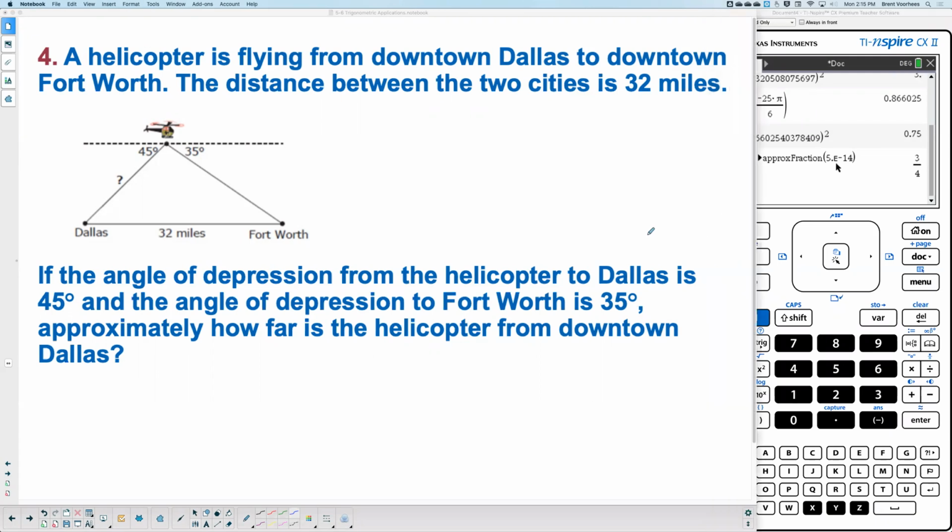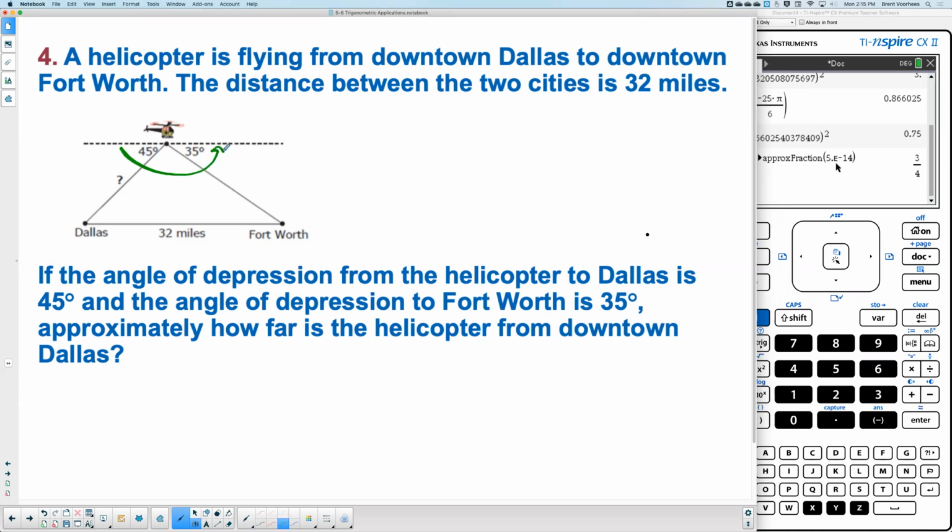It says a helicopter is flying from downtown Dallas to downtown Fort Worth. The distance between the two cities is 32 miles. Now we have this diagram. Let's fill in some numbers. In every triangle, how many degrees are there in a straight line? You're saying 180. From here to here, you should have 180.